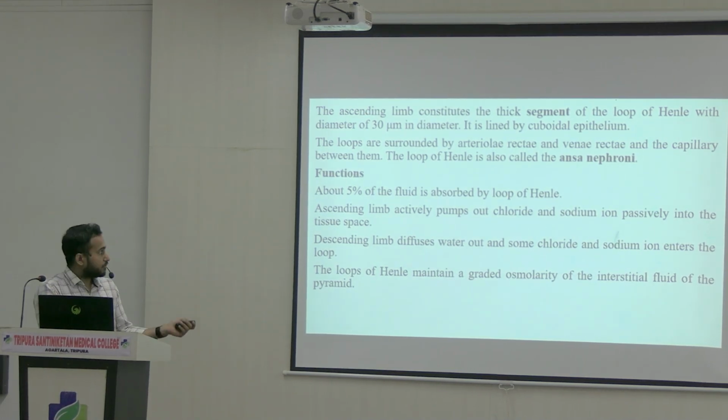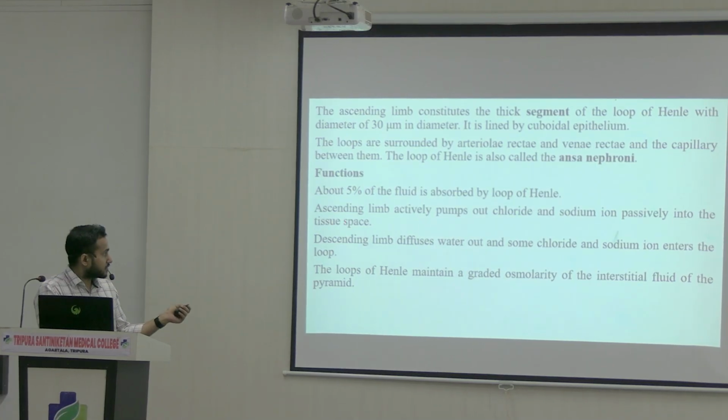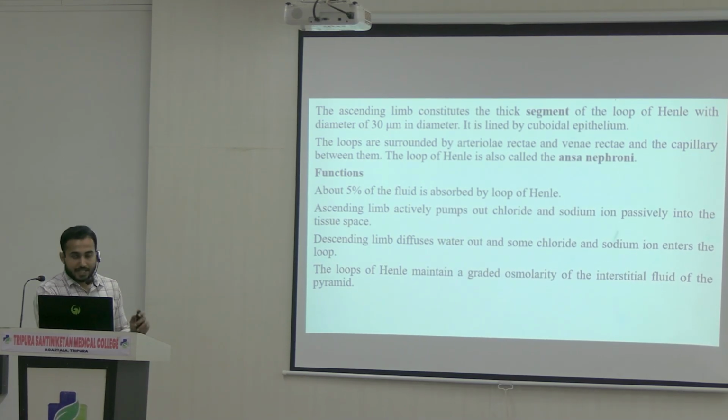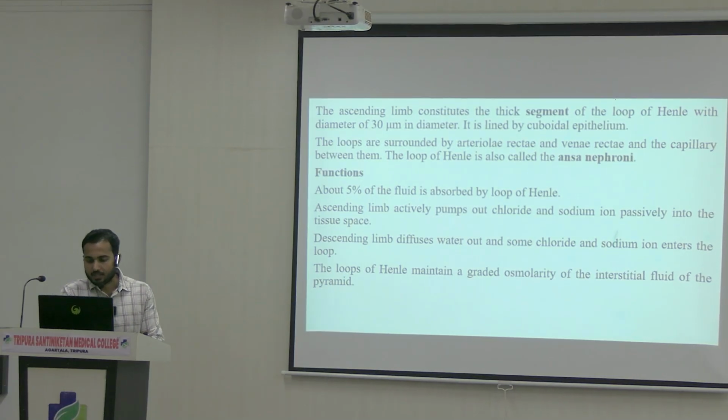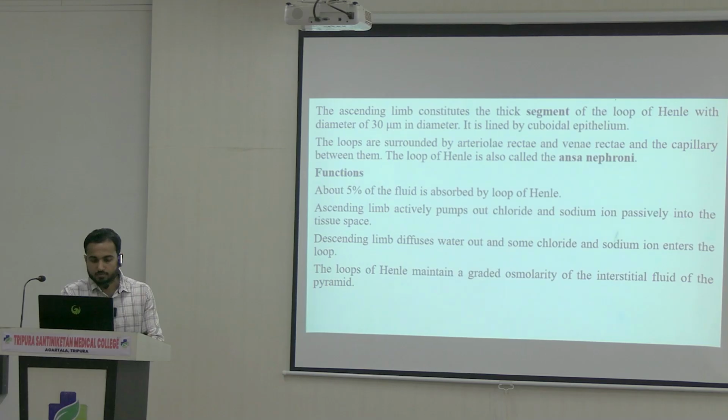Okay, now the ascending limb will pump out the chloride and sodium ions passively into the tissue space. After that, what will happen? Descending limb diffuses water and some chloride and sodium enters the loop. Okay, like this, what will it do? It will maintain the graded osmolarity in the interstitial fluid of the pyramid.